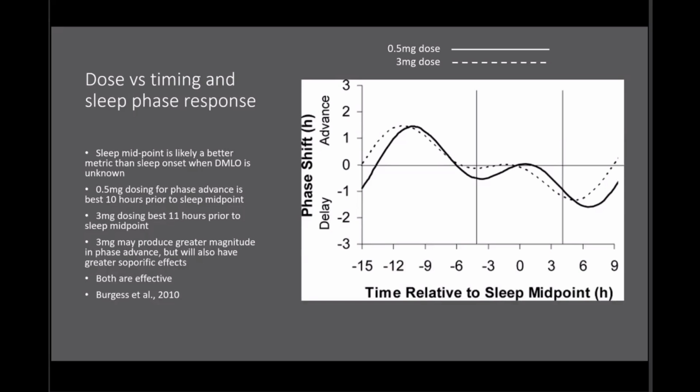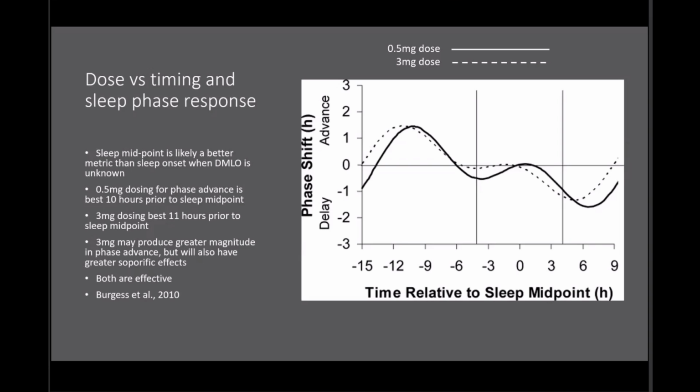So in this particular study, participants were maintained in a lab setting with fixed light-dark cycles, and then measurements of their saliva melatonin levels were collected to determine when their dim light melatonin onset was, so that they could then compare the results after giving either melatonin or a placebo. The solid line is 0.5 milligram dosing, and the dashed line is 3 milligram dosing.